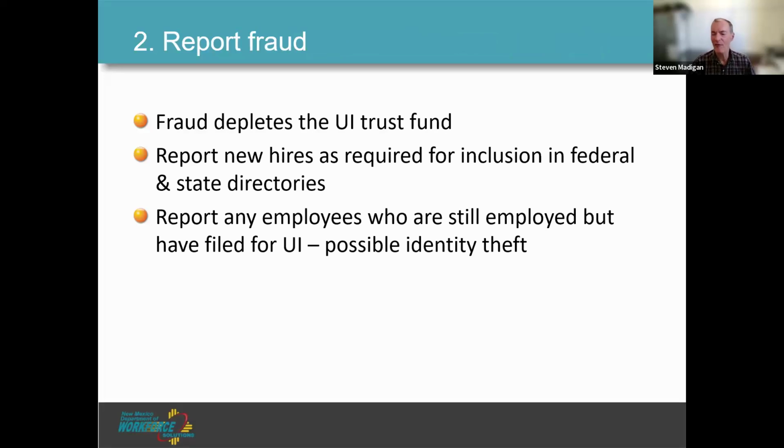The next one, reporting fraud. Fraud depletes the UI trust fund. A fraudulent claim, and we'll talk about two different types of them in the next two bullet points, is benefits that are paid out. And then obviously once fraud is determined, we try to collect it back. In a lot of instances, we're unsuccessful in doing so. So it is a drain on the money that's there to use to pay benefits.